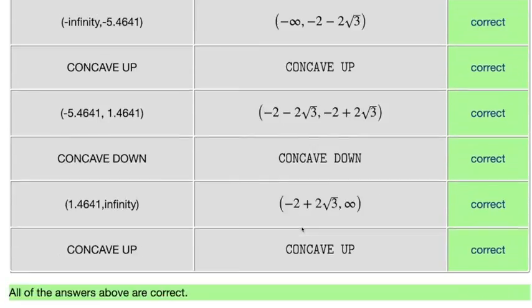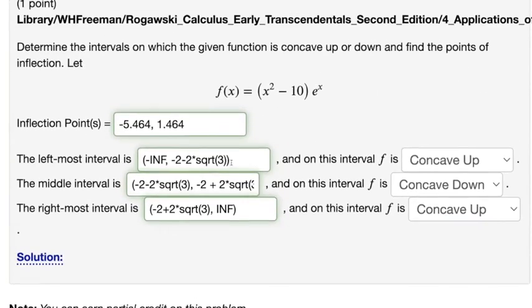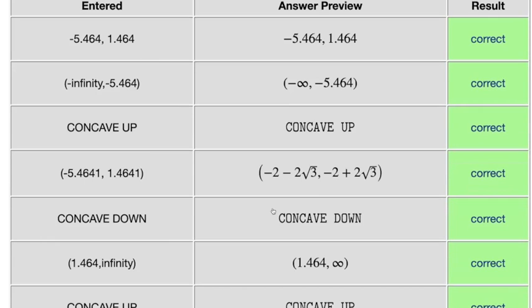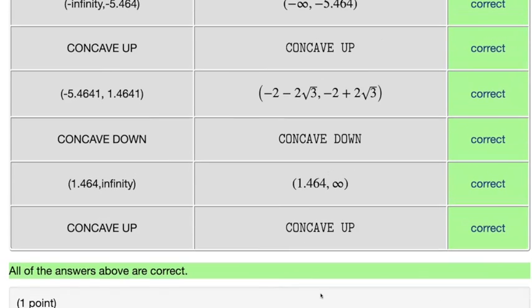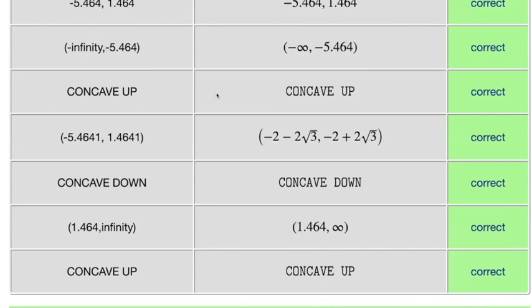Now, what I'm curious about is whether WebWork took the approximate answers for these intervals as well, because that is just interesting to me to think about. So did WebWork take the -5.464? If I change that and change this to 1.464, will WebWork also accept that as being correct? Yes, it did. So both the exact and approximate answers work in terms of getting WebWork to give you the credit for the question.